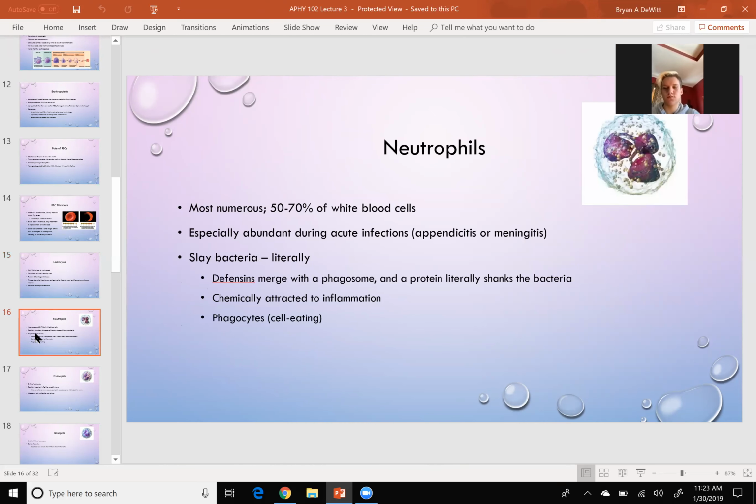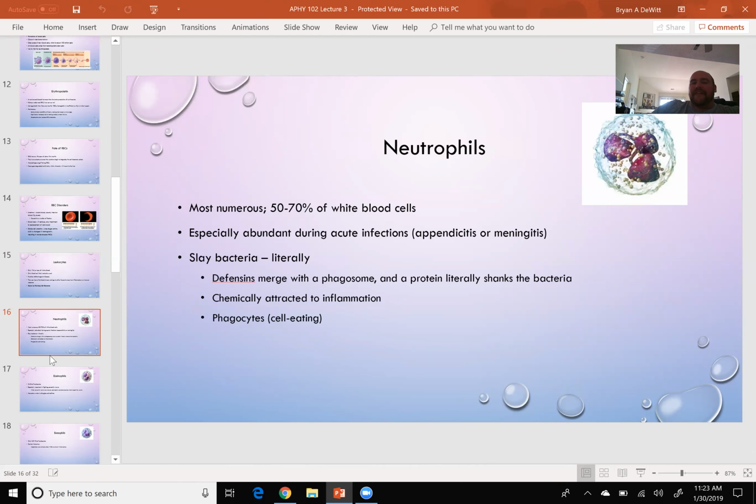So let's start with neutrophils. Neutrophils are dope little cells. They make up most of your white blood cells. Over half of your white blood cells at any given time are neutrophils. You are really going to see these in acute infections like appendicitis, meningitis, the flu. And what neutrophils do, these are bad little cells.